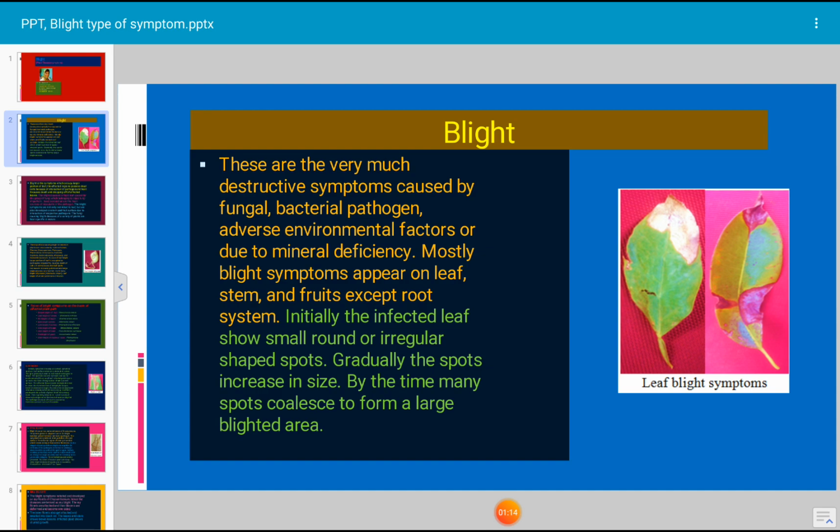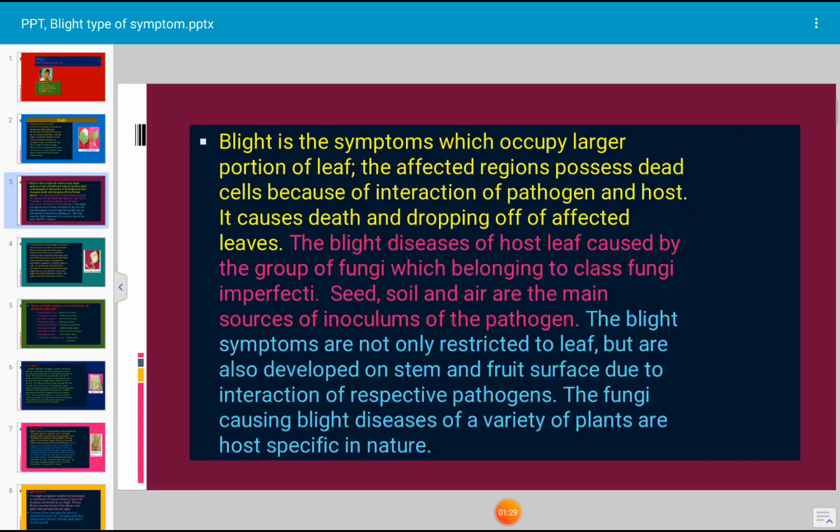Initially, infected leaves show small, round or irregular shaped spots. Gradually, the spots increase in size. By that time many spots coalesce, or mix together, to form a large blighted area. Blight is the symptom which occupies a larger portion of the leaf. The affected regions possess dead cells because of the interaction of pathogen and the host. It causes death and drooping of the affected leaves.